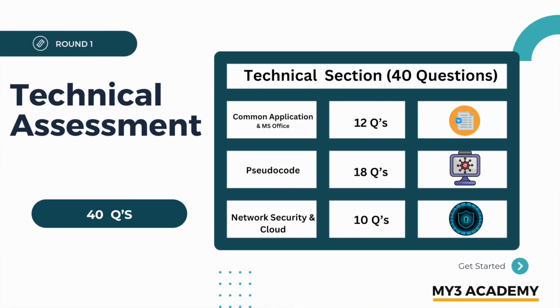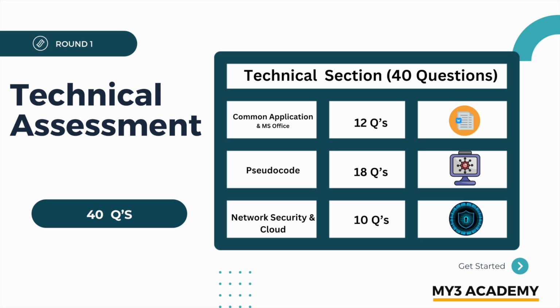Once you are done with the 50 questions of this cognitive assessment, then inside the 90 questions only, you will be seeing another 40 questions which are from the technical stuff. In the technical questions, 12 questions are given from the common applications of MS Office, 18 questions from pseudocode, and 10 questions from network security and cloud. As per my analysis, what I suggest to students is that out of these 40 questions, the 18 questions of pseudocode will be a little challenging.